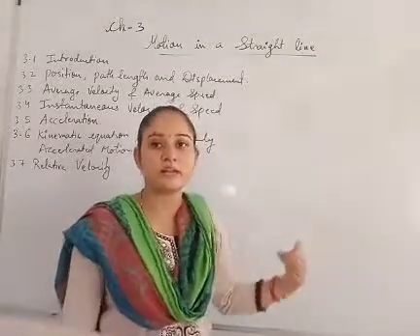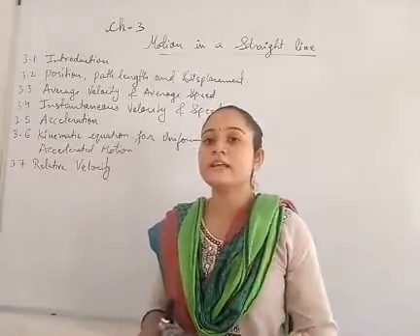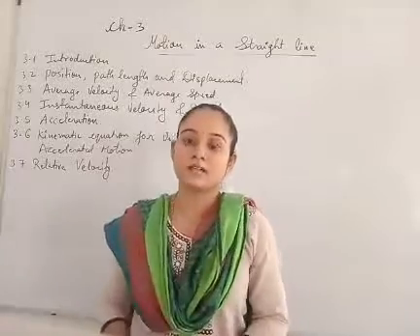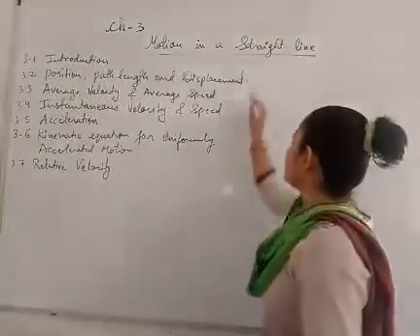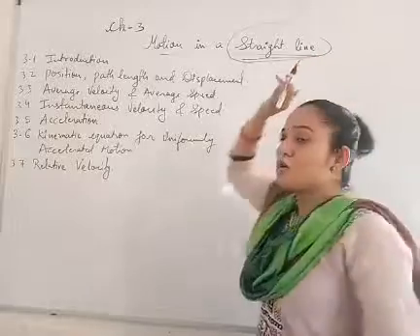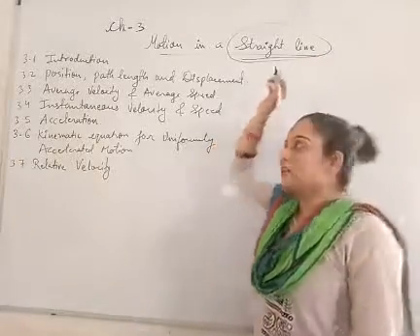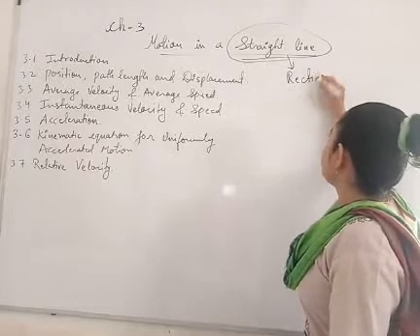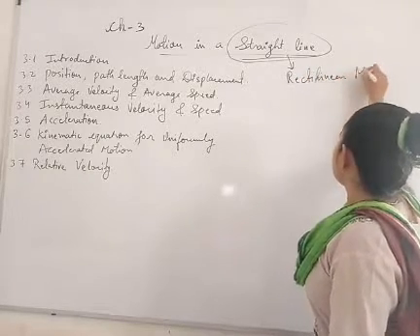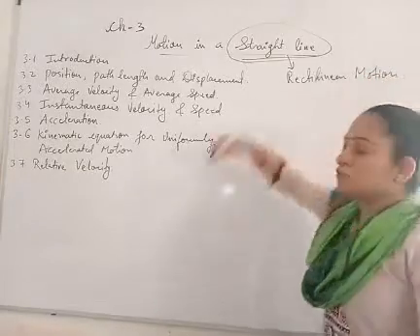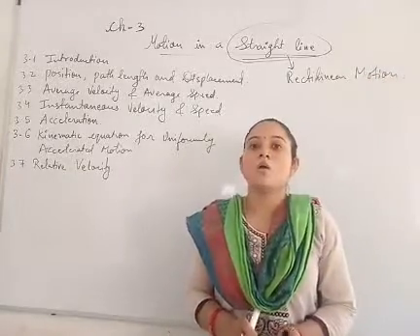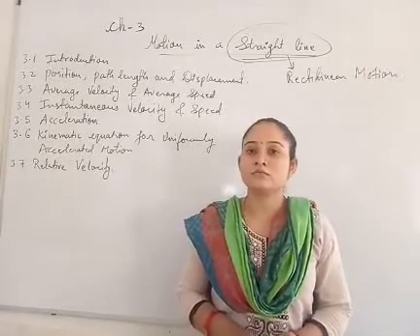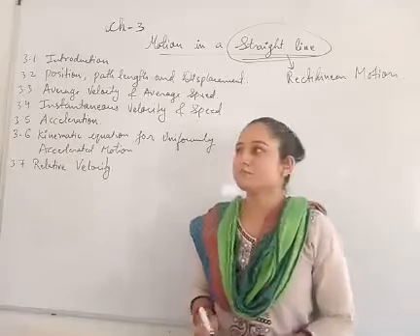Then, motion in a straight line means an object is changing its position with respect to time in a straight line. So, the motion in a straight line is also known as rectilinear motion. So, you came to know what motion is and what motion in a straight line is called. It is known as rectilinear motion.